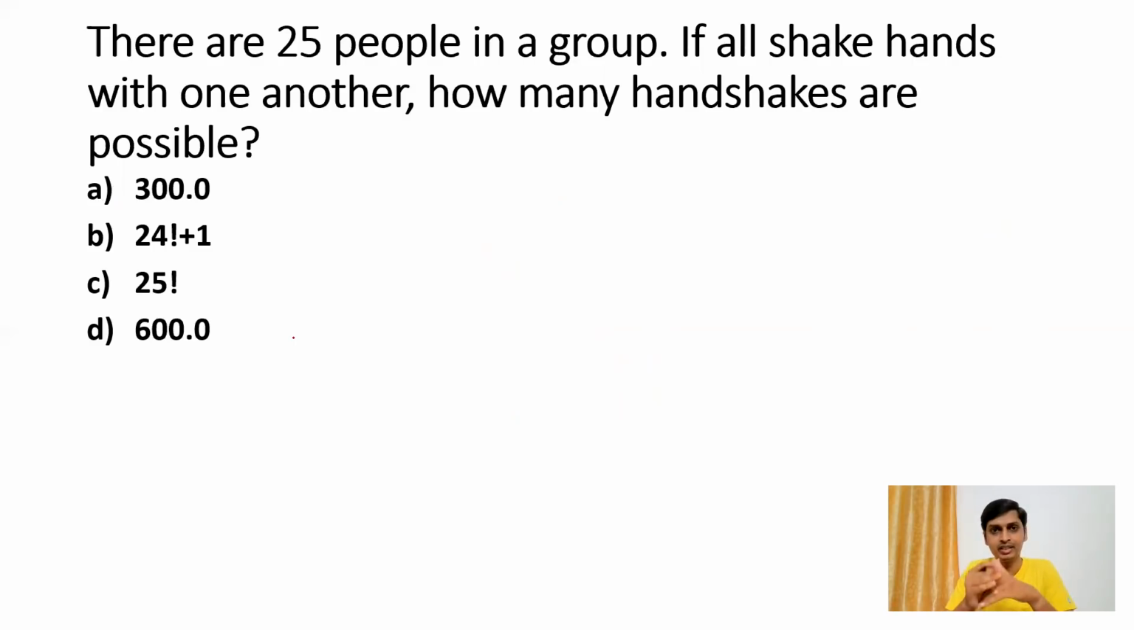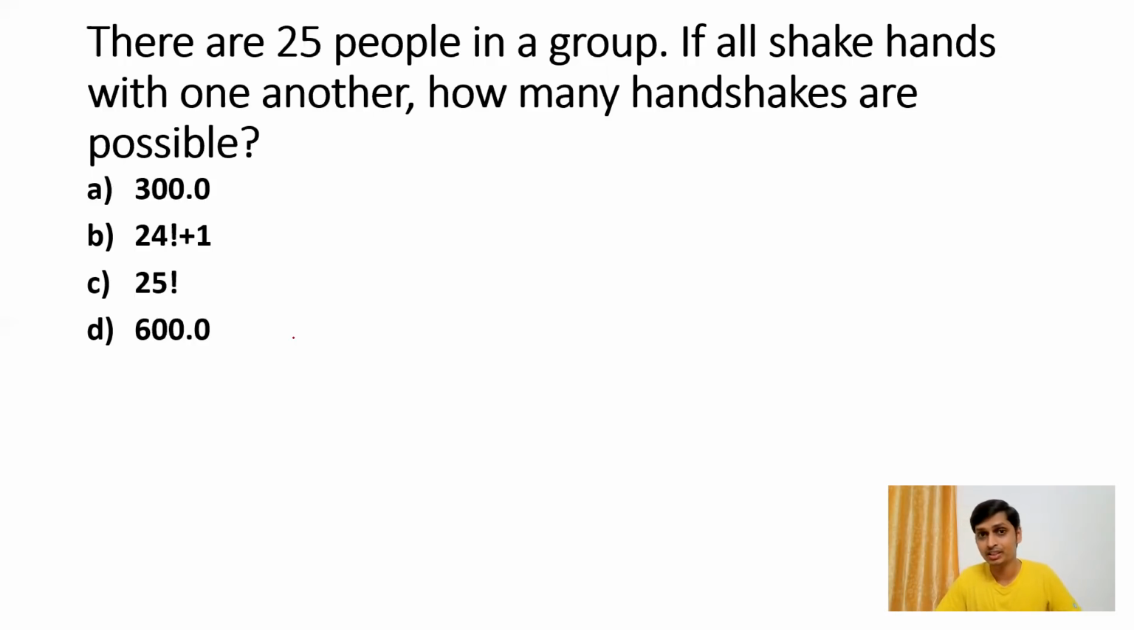Yeah, so again, the next question is based on permutation. There are 25 people in a group. If all shake hands with one another, how many handshakes are possible? Okay, so how to solve this question? Again, this question is really, really simple. Use your common sense. For each handshake, we need how many people? We need only two people. We have how many people? 25. So from 25, we have to select two people.